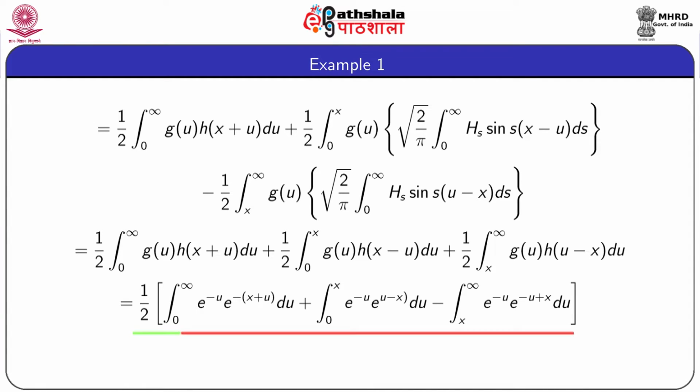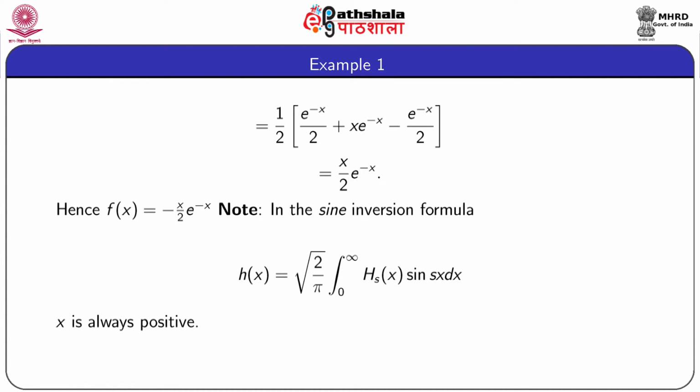So, that finally we get half of integral 0 to infinity e to the power minus u e to the power minus (x plus u). We substitute the values of g and h, plus integral 0 to x e to the power minus u e to the power (u minus x), minus integral x to infinity e to the power minus u e to the power minus (u plus x), and that can be simplified finally to get x by 2 e to the power minus x.